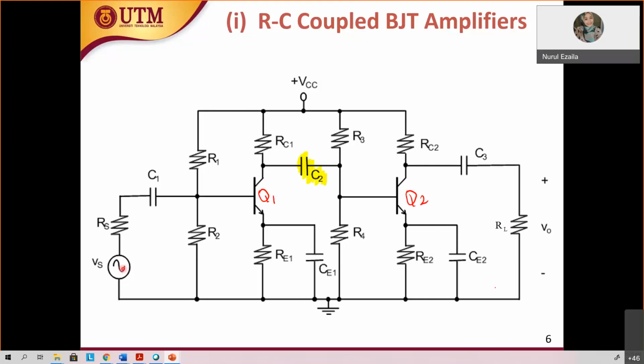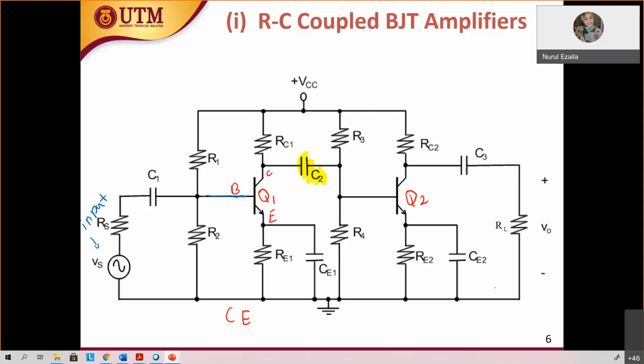Now, my dear students, can you tell me what common configuration the first stage is? Is it CB, CC, or CE? CE. This is CE. Look at this, that's why I asked. The input of the first stage is connected to the base.